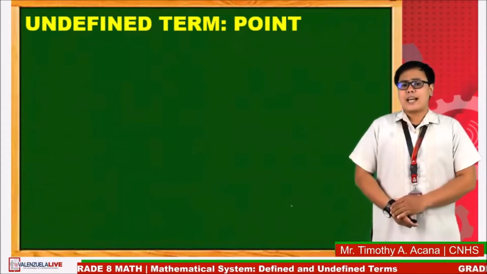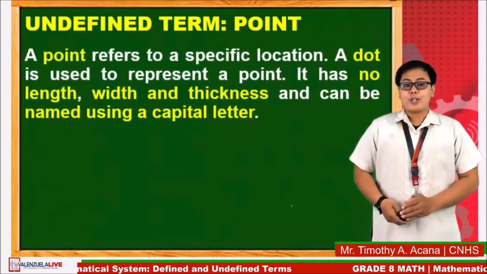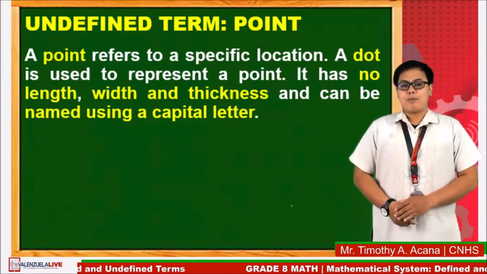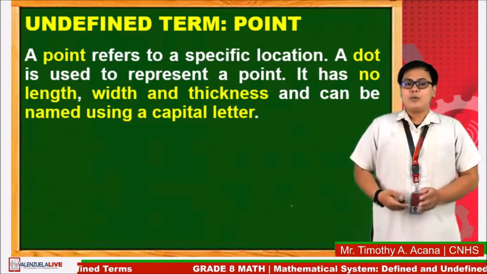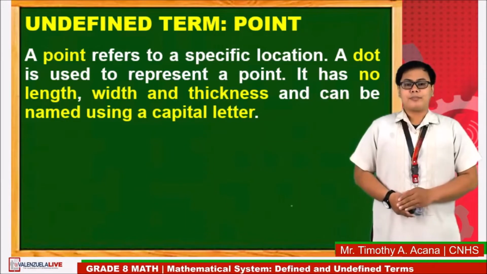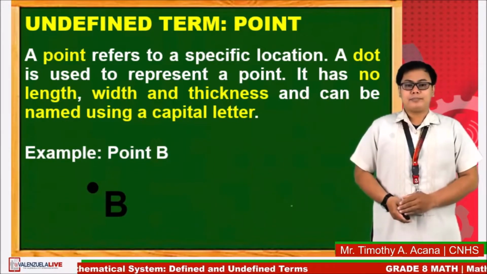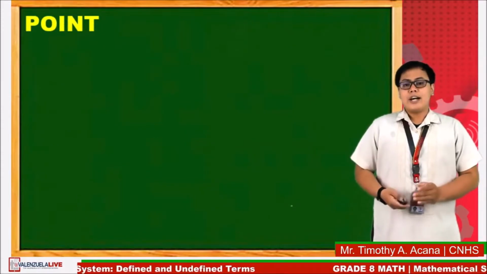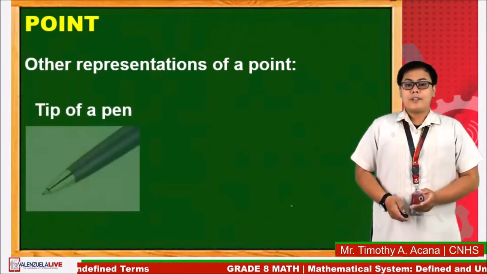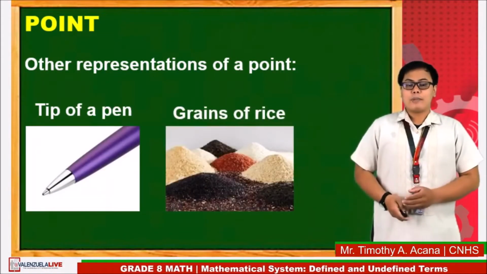First, let us discuss what is a point. A point refers to a specific location. A dot is used to represent a point. It has no length, width, and thickness and can be named using a capital letter. Example, we have here point B. Here are some other representations of a point. We have a tip of a pen and grains of rice, both represent a point.